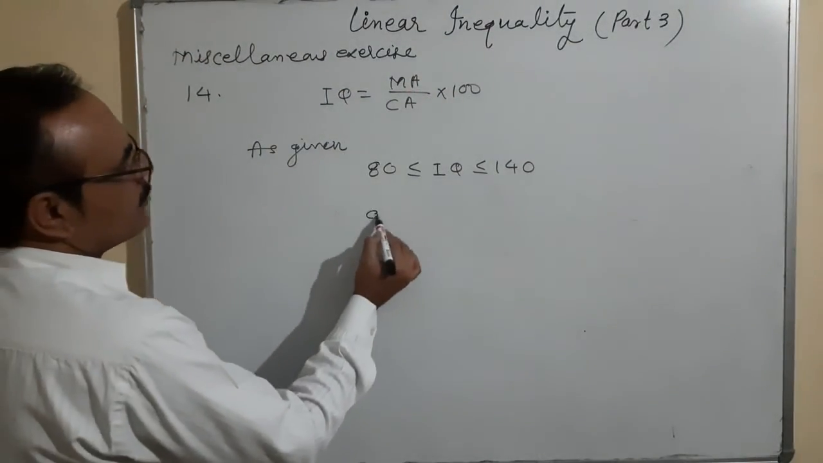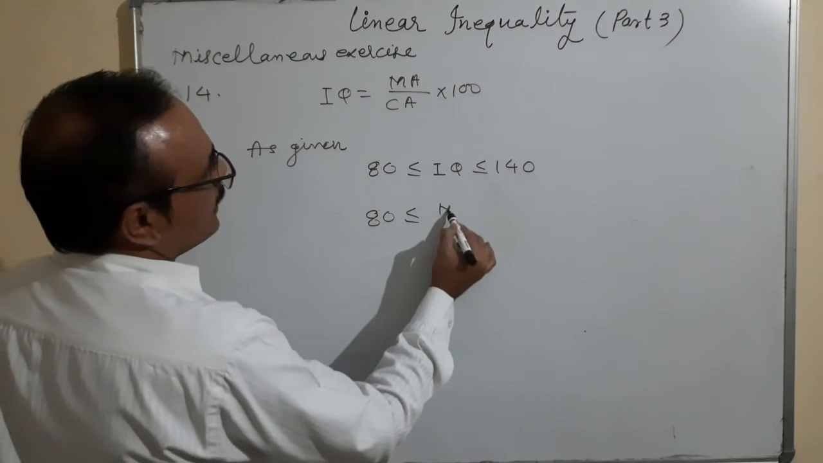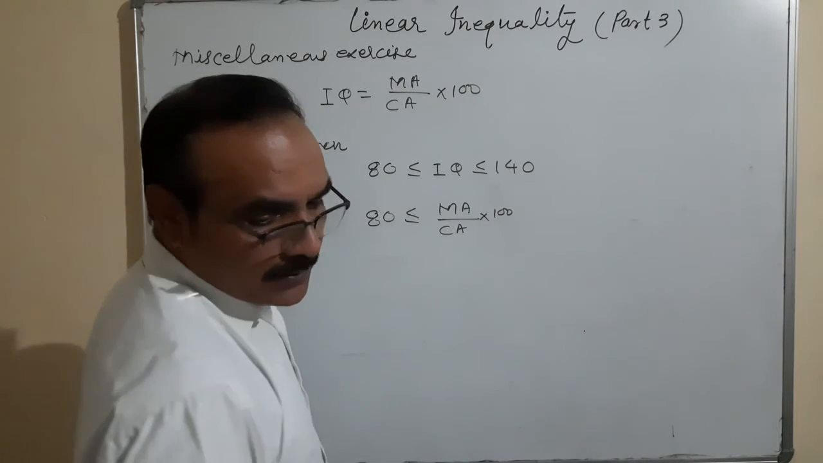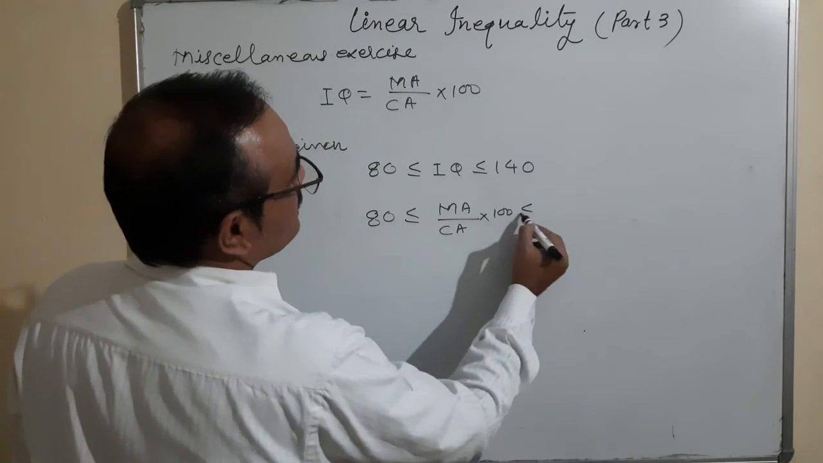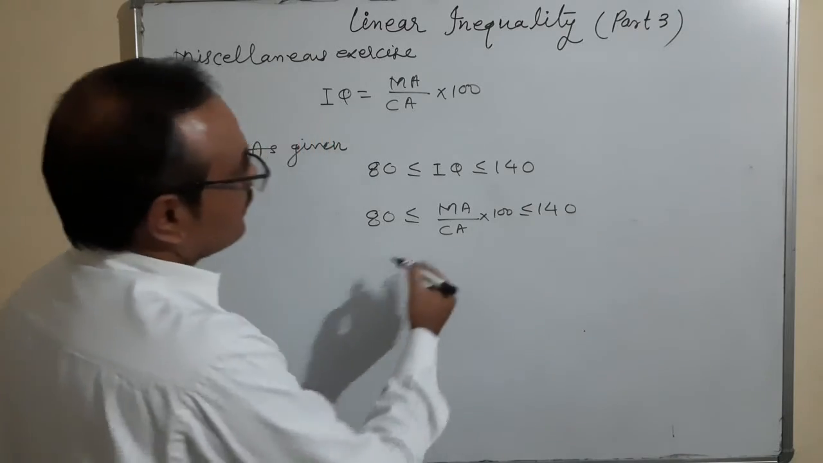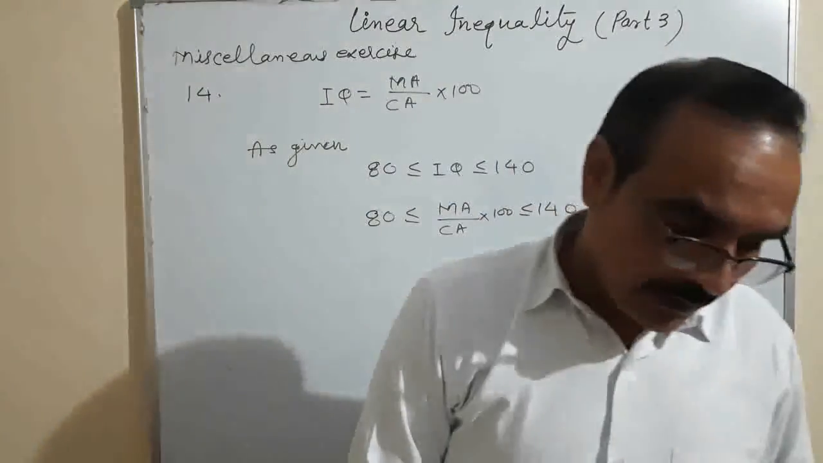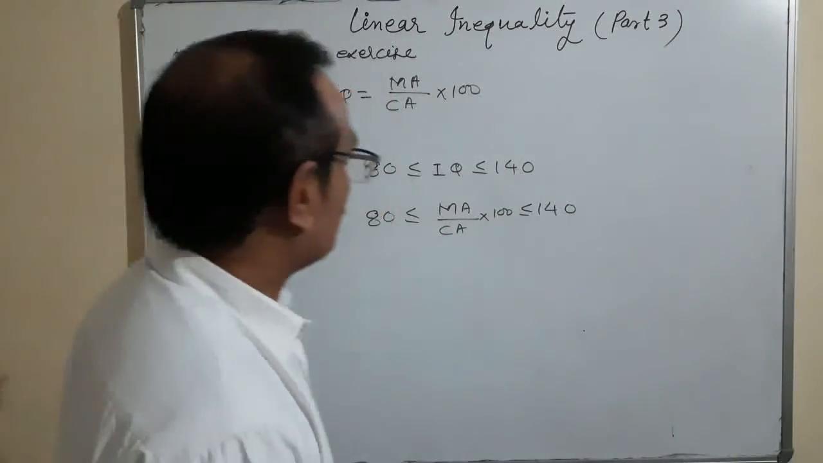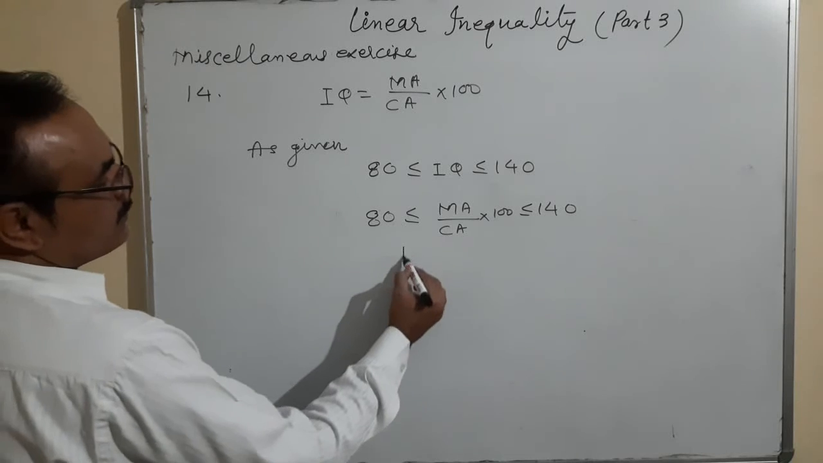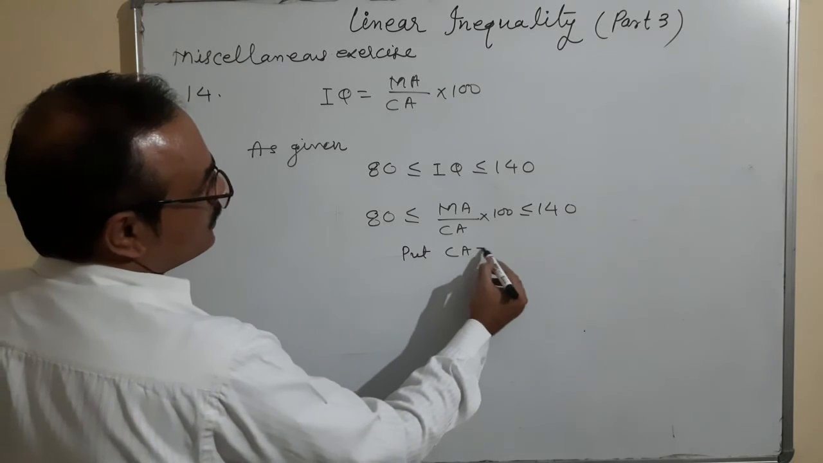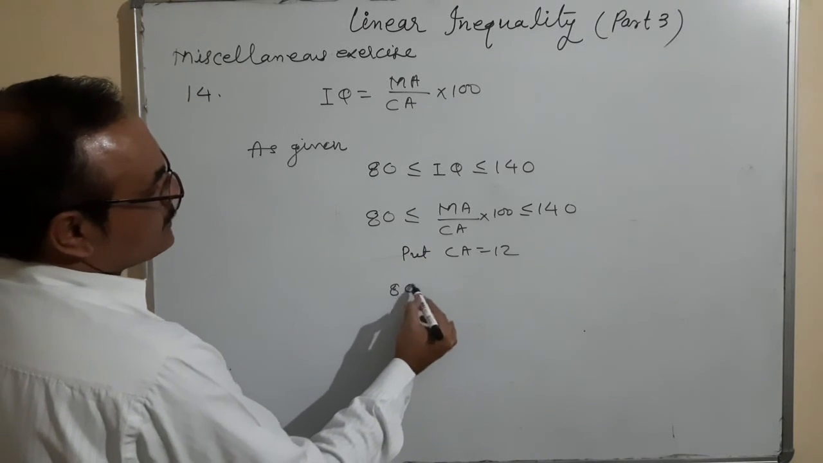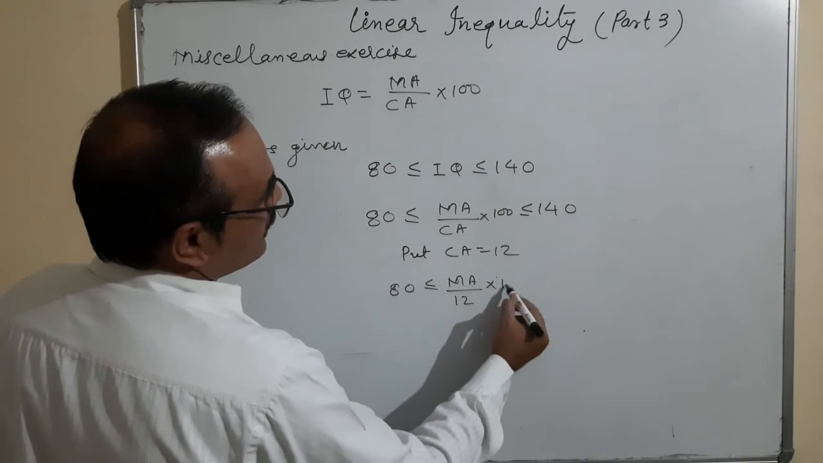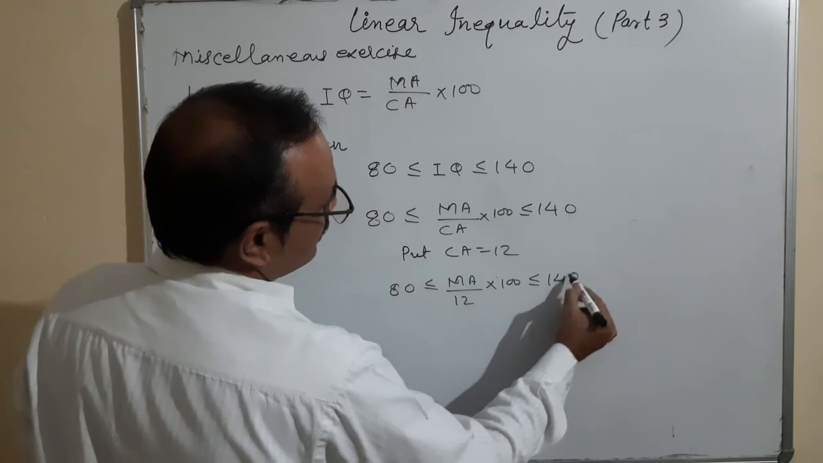So we'll substitute the value. 80 is less or equal to MA upon CA into 100 less or equal to 140. But here one thing is given, a group of 12-year-old children. So chronological age CA is equal to 12. Now put CA is equal to 12. 80 is less or equal to MA upon 12 into 100 is less or equal to 140.